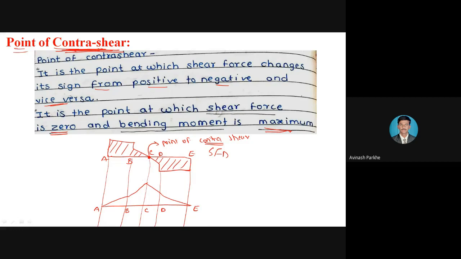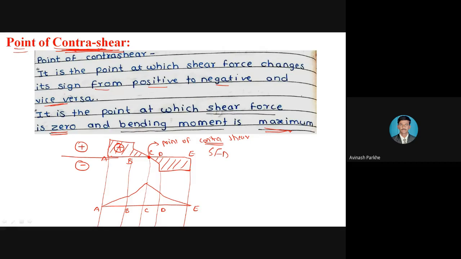You can see here, this is the positive diagram at the top side. This is the horizontal reference line. Above this particular line, this will be the positive region. Below this particular line, this will be your negative region. So point C is called as a point of contra shear because it is the point at which shear force changes from positive to negative.